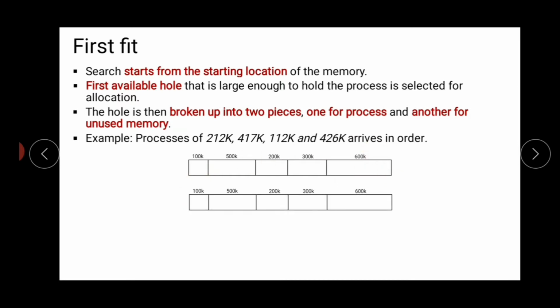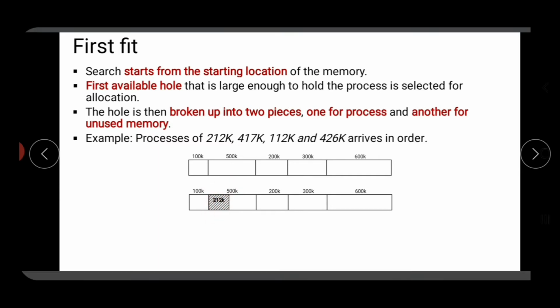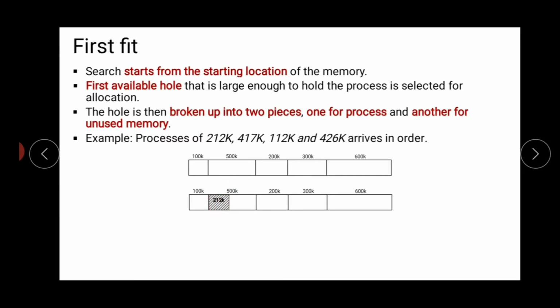Let us see. The first process is 212K. The search begins from the first point. The first block is 100 kilobytes in size, so it is not big enough to store this process, so it will search the next block, which has a size of 500K, and that is enough to store this process. So this 212K process will be stored here, and this shaded part is allocated, and the rest of the part is unused memory.